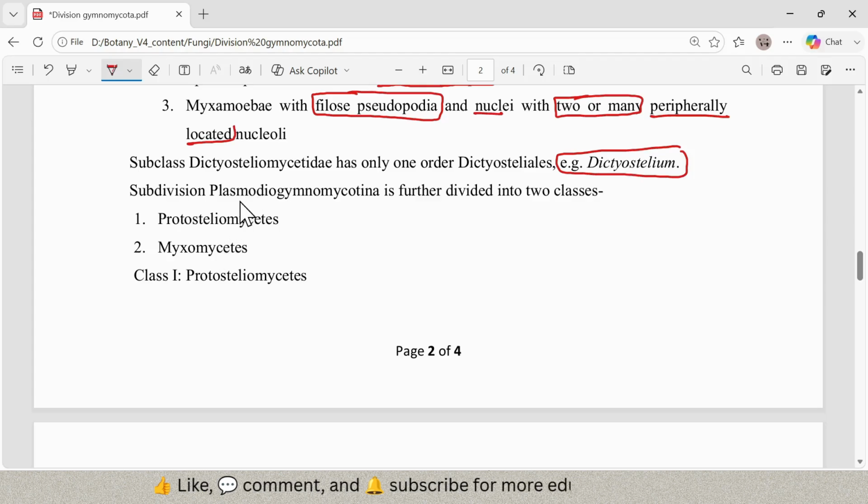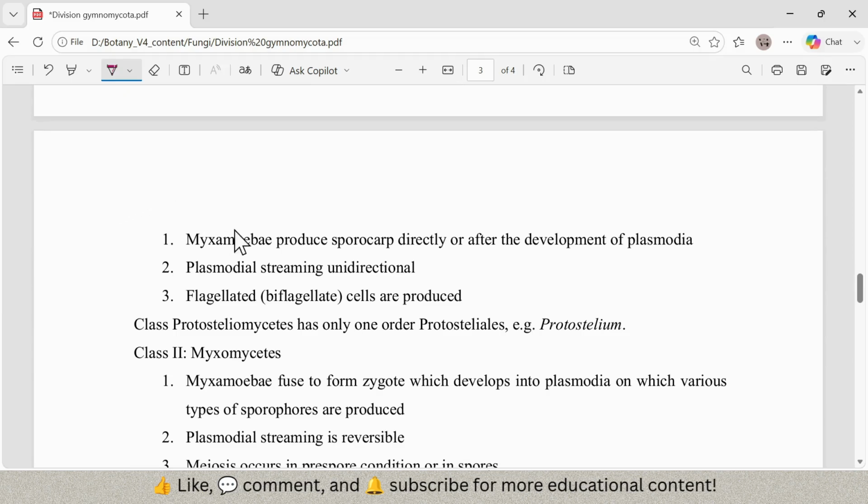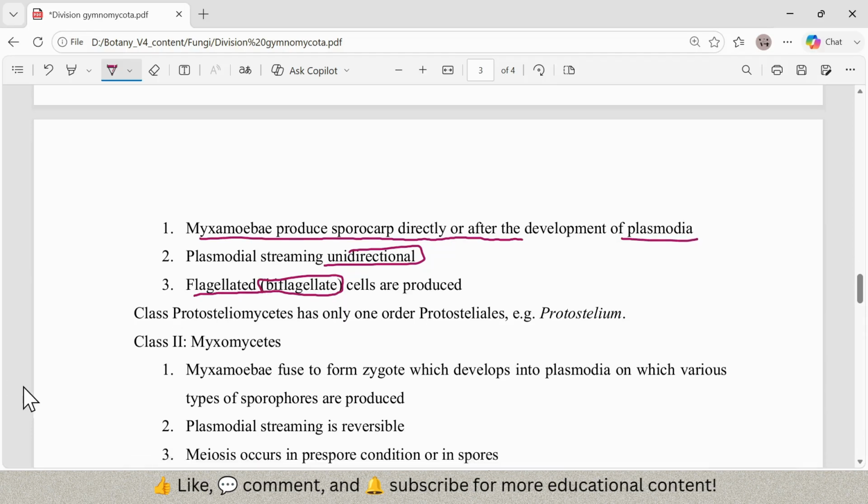Next is subdivision 2, Plasmodiogymnomycotina. It is further divided into two classes, Protosteliomycetes and Myxomycetes. Now let's study what are the characteristics of class 1, Protosteliomycetes. Here, mixed amoebae produce sporocarp directly or after the development of plasmodia. Plasmodial streaming is unidirectional. That means the movement is unidirectional and they produce flagellated cells, generally biflagellated cells.